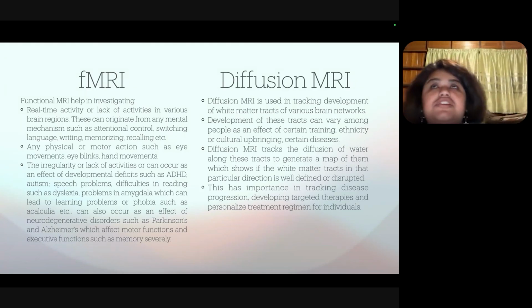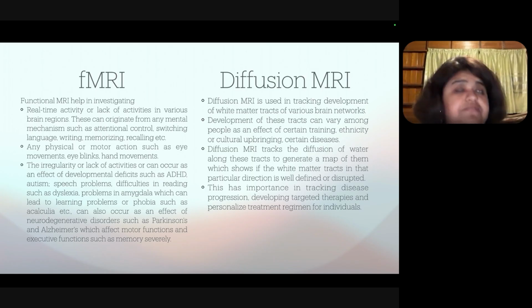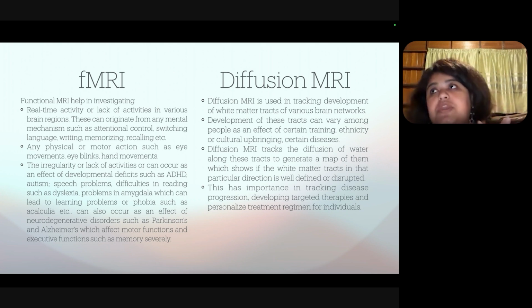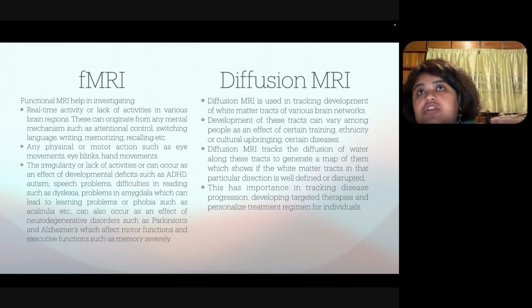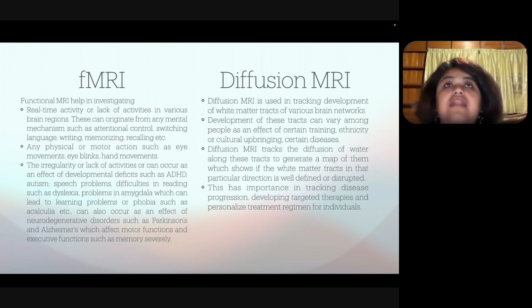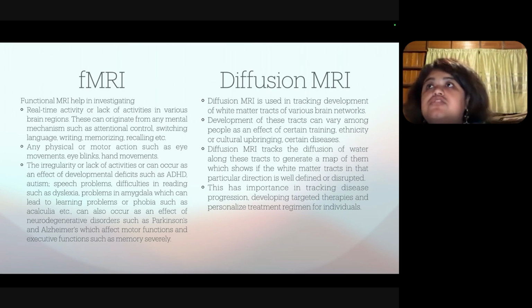So these plastic changes diffusion MRI can capture. It's very important to see if a patient has a problem where white matter tracts are affected. If you do diffusion MRI, you can actually see what stage of the disease the patient is in and how fast the disease is progressing. Based on that, the doctors can actually change their treatment regimen. They can also change the dosage of their medicine.